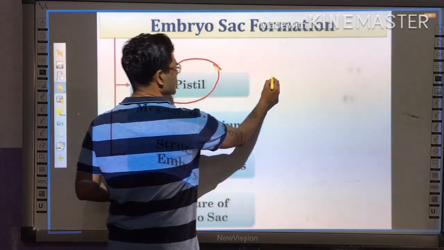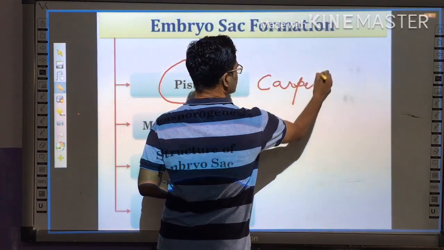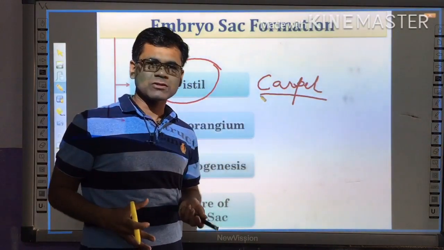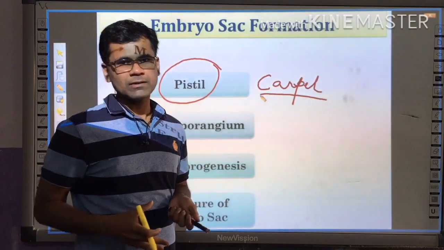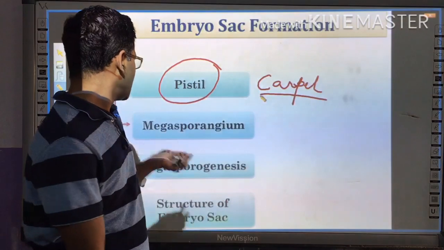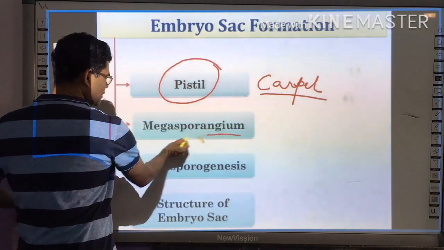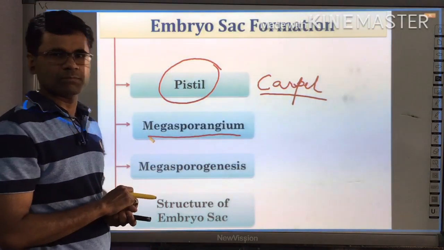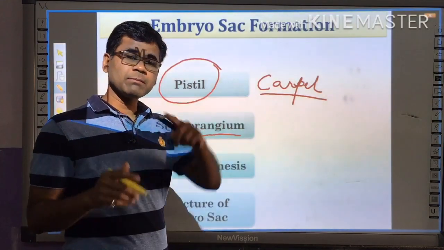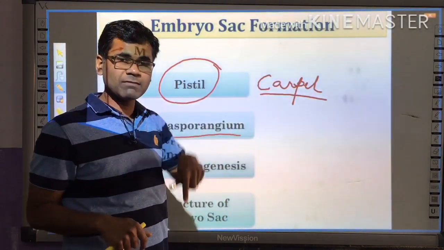Pistil, also called a carpel, and this carpel is basically diagnosed as the female reproductive part. The complete carpel is also called gynoecium. Now after that we will study megasporangium, the structure of megasporangium. Megasporangium means ovule. Remember, there we have studied the structure of microsporangium, and here we will study the structure of megasporangium.